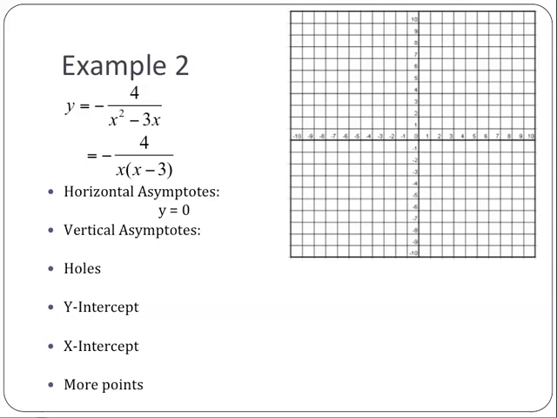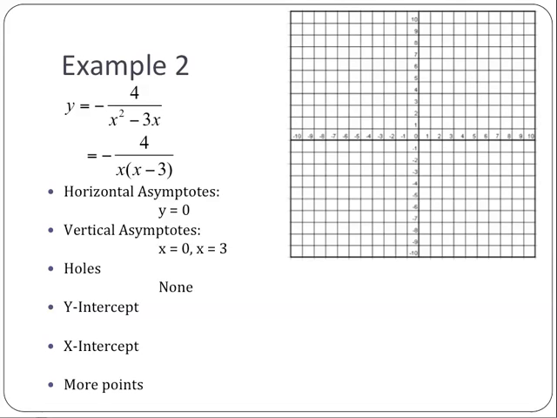Vertical asymptotes, anything that makes just the denominator equal to 0, so x is equal to 0 and 3. Holes are anything that makes both the numerator and the denominator 0. In this case, we don't have anything. We will do an example where there is a hole, so you can see what that looks like.